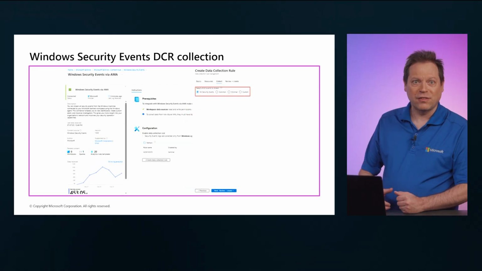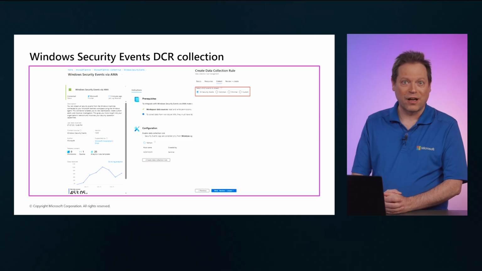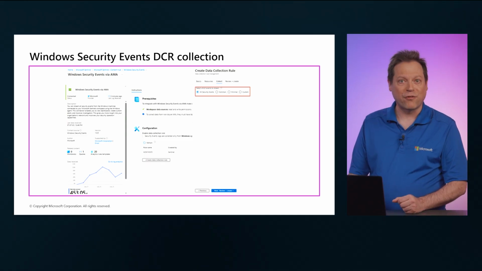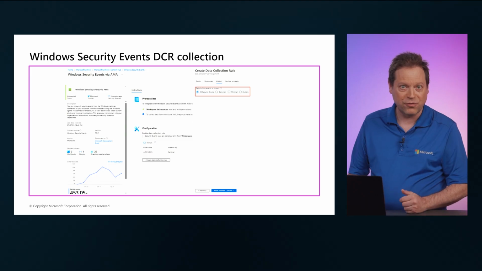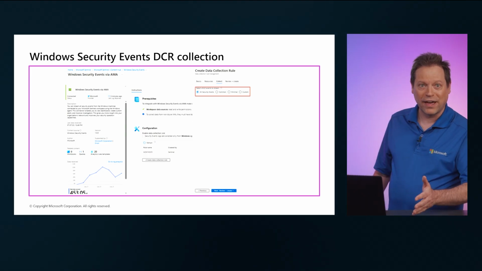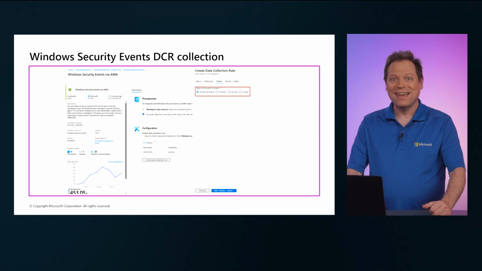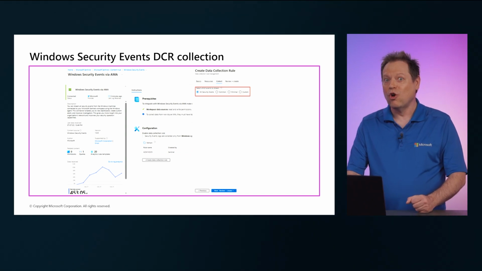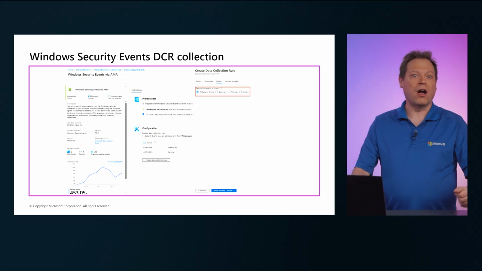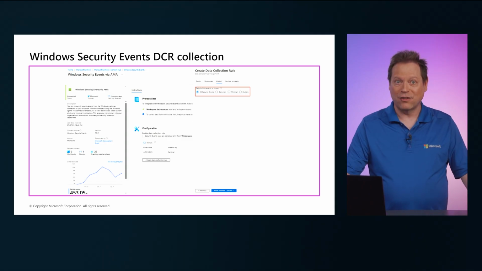Here we examine the DCR configuration itself. This is where you specify exactly which Windows security events to collect and how they should be delivered into your workspace, giving you centralized control over volume, cost, and investigative value.